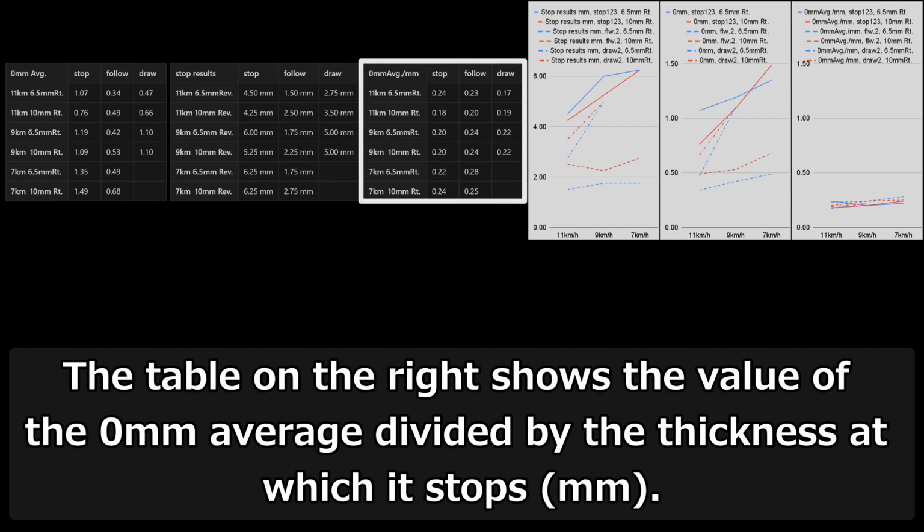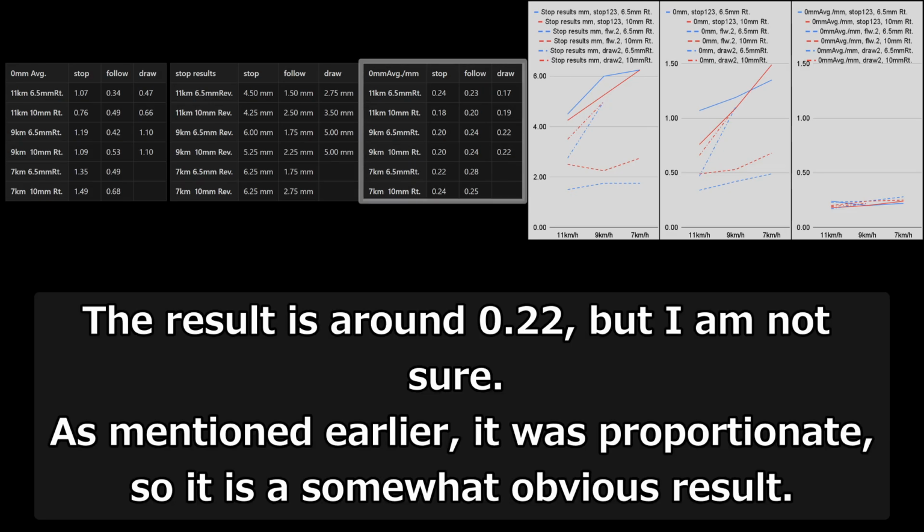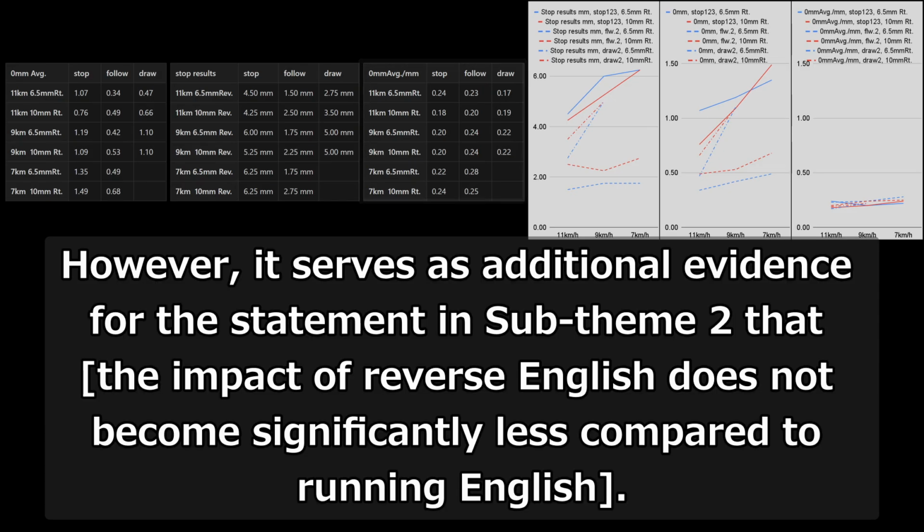The table on the right shows the value of the 0 mm average divided by the thickness at which it stops. The result is around 0.22, but I am not sure. As mentioned earlier, it was proportionate, so it is a somewhat obvious result. However, it serves as additional evidence for the statement in sub-theme 2 that the impact of reverse English does not become significantly less compared to running English.